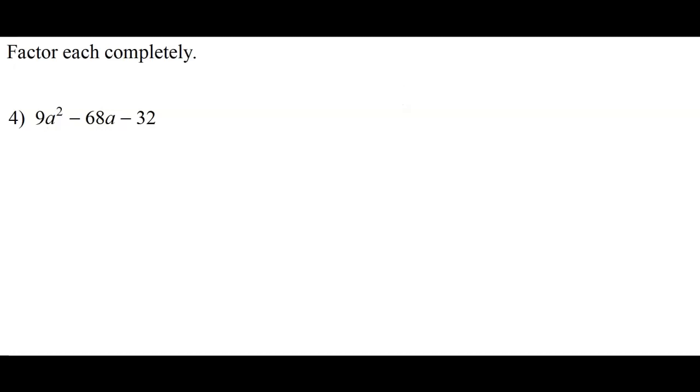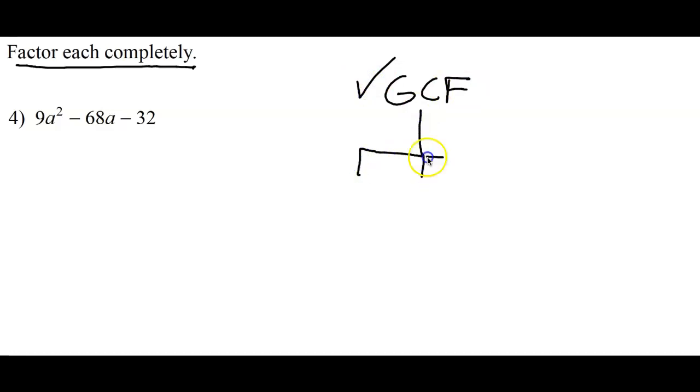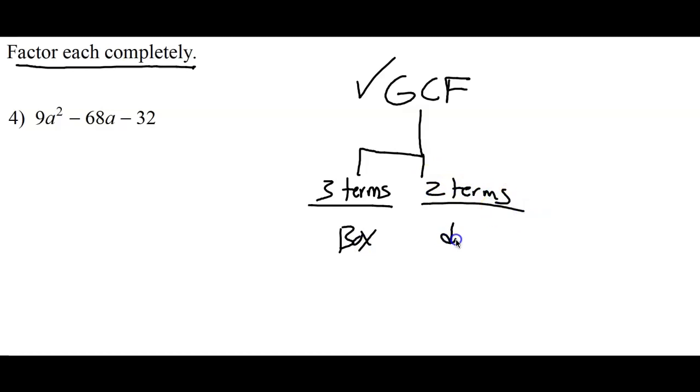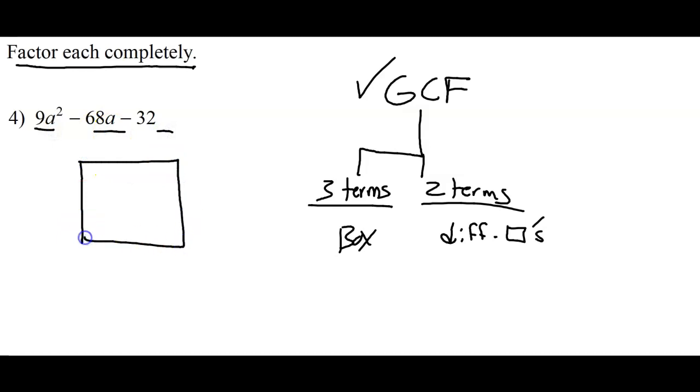So we're going to skip the GCF step here, and we're going to go ahead and move on to the next step, which is looking at how many terms there are. Okay, if there are 3 terms, then we're going to go with the box method for factoring. If there's 2 terms, it might be a difference of squares. Now, on this problem here, we've got 3 terms, so it's going to be a box method problem. So let's go ahead and do the box method.